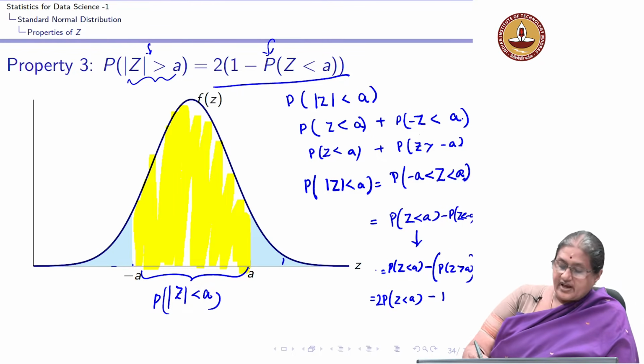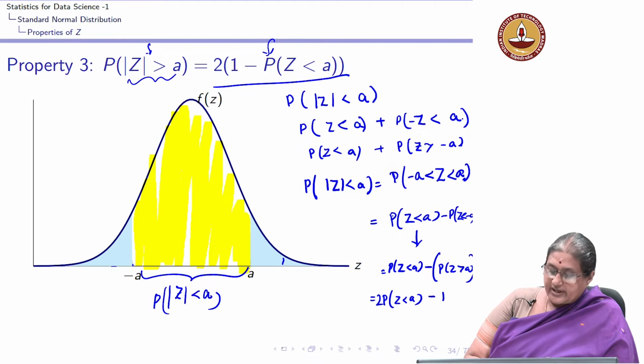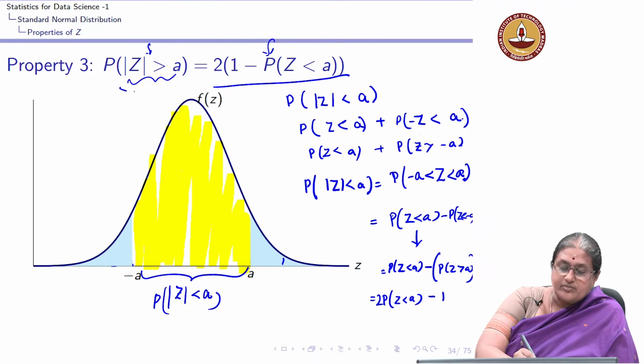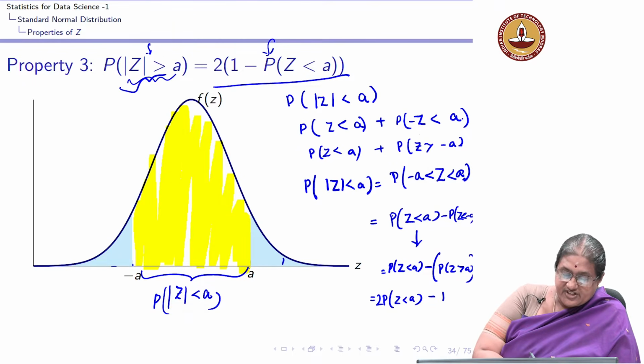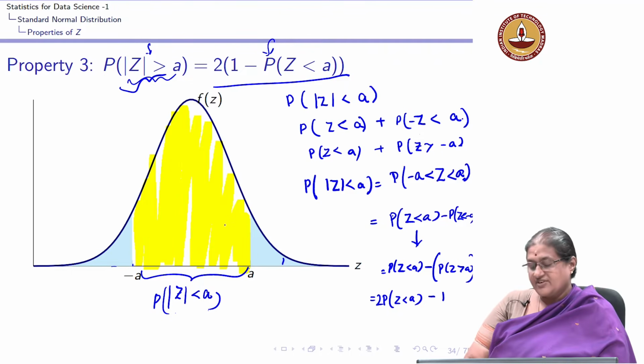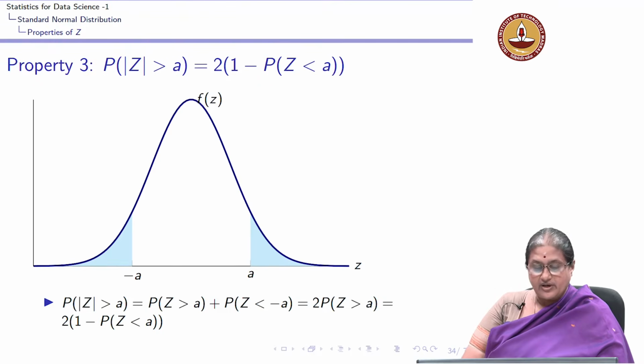So, we have got two important identities: one is the probability mod z is greater than a, which is the blue area, and the probability of mod z is less than a, which is the yellow area.